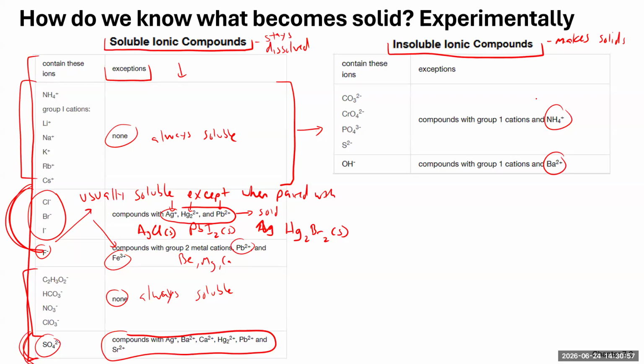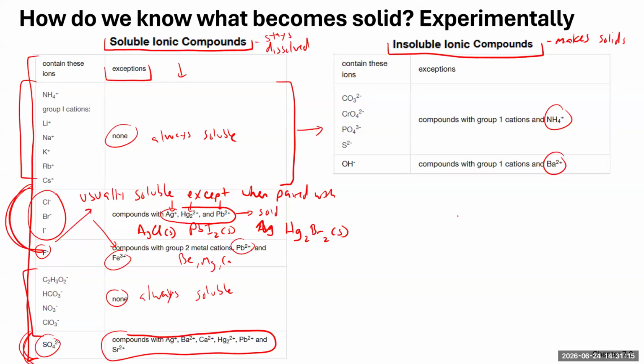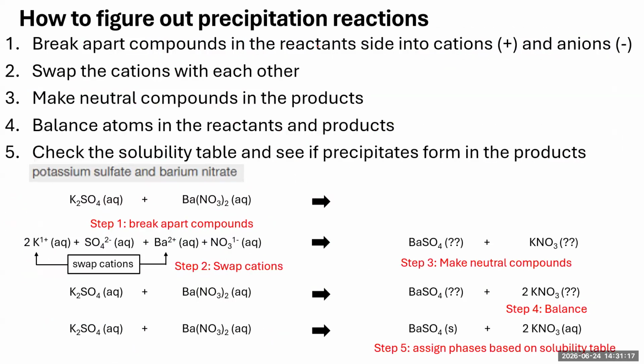So yeah, we'll reference this table later, and we'll come back to this. But again, what you're going to do is break apart these ions. If there's a chemical reaction, break apart the ions, aqueous ions, swap cations, and then check the table to see if it precipitates or not, right? So here you go. Break apart compounds in the reactants into cations and anions. Swap the cations with each other, make neutral compounds in the products, balance atoms, and then check the solubility table.